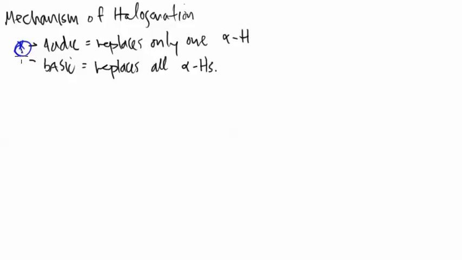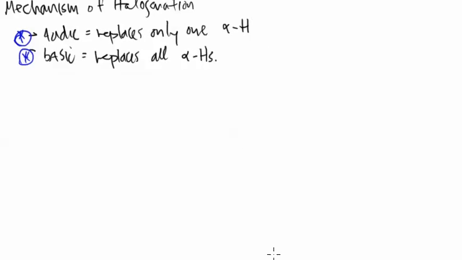And then in basic conditions, we discussed the option that all of the alpha hydrogens are going to be replaced by bromine or chlorine. So we need to take a few moments and look at the mechanism to really figure out why these differences begin to happen. Because without the mechanism story, we're probably not going to understand what's going on with this molecule at the molecular level. Okay, so let's first start off with acidic conditions, and let's just randomly pick a carbonyl.